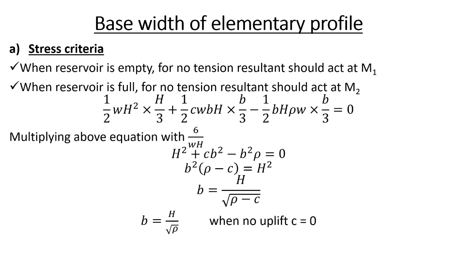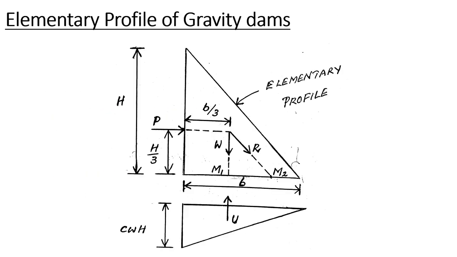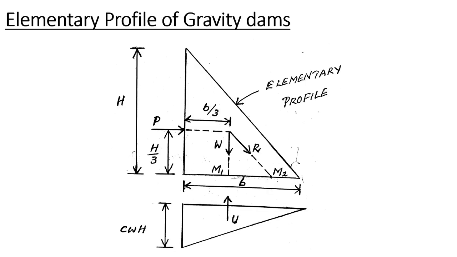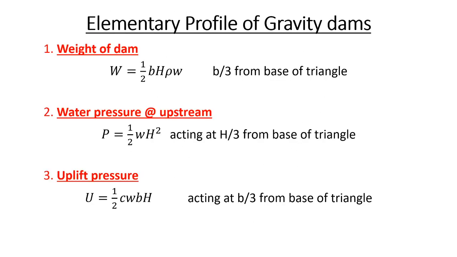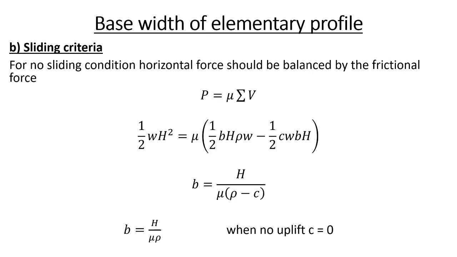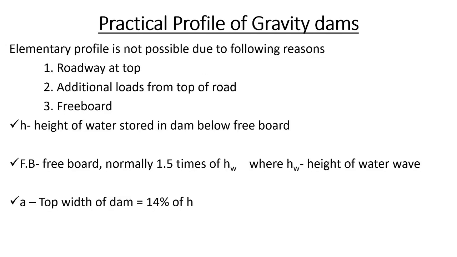So let me conclude the elementary profile. This is the elementary profile of a gravity dam with triangular shape. These are the three different types of forces that we are considering, and these are the equations for the various forces. The base width of the elementary profile is calculated using stress criteria and sliding criteria. Now we are moving to the next portion, that is the practical profile of gravity dams.